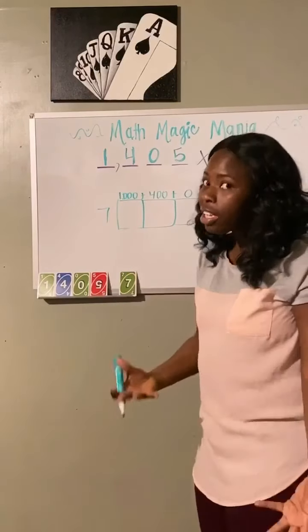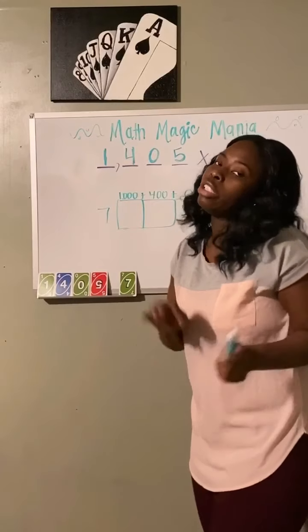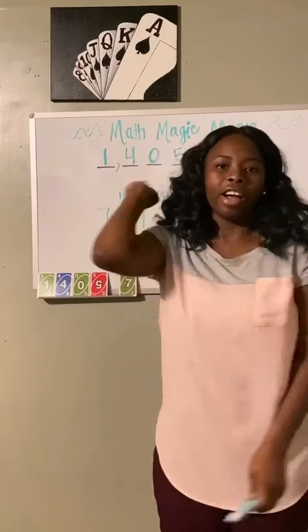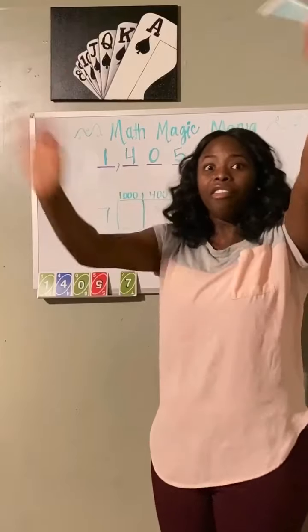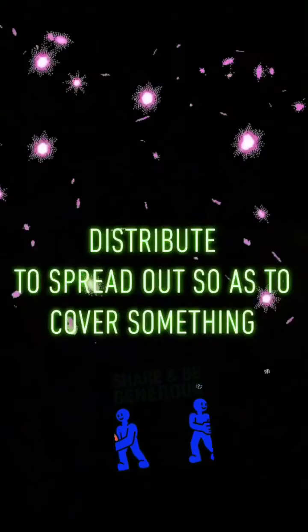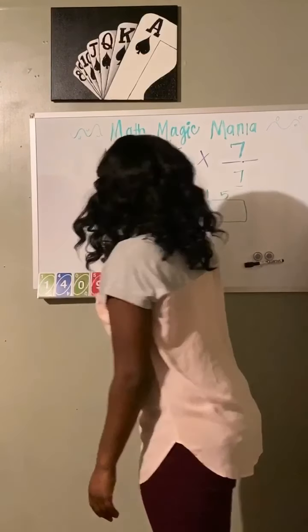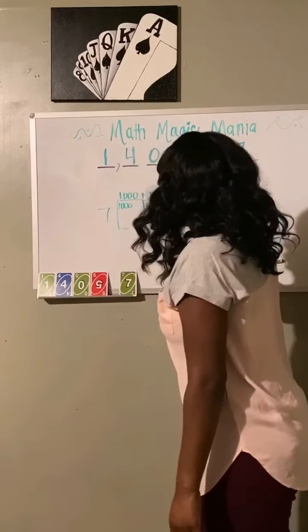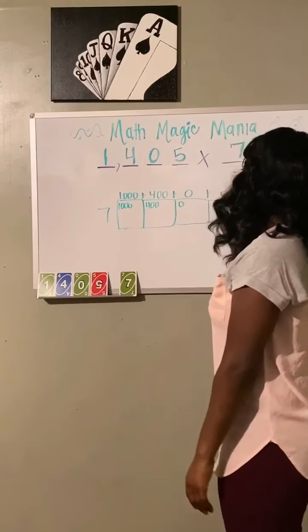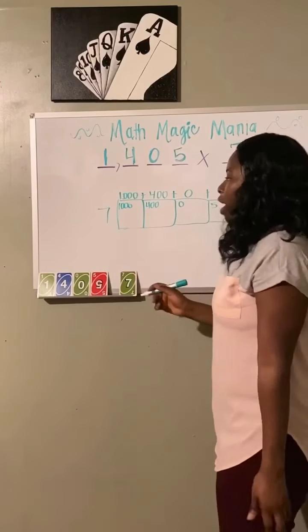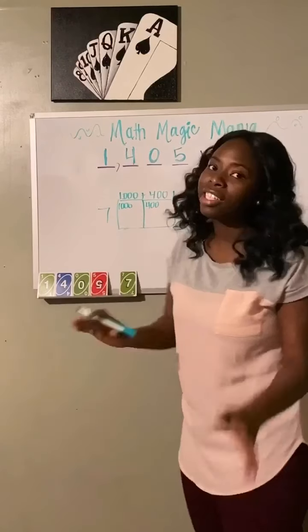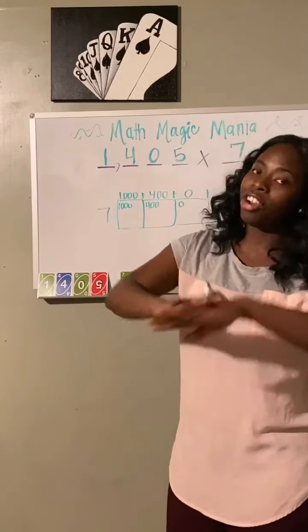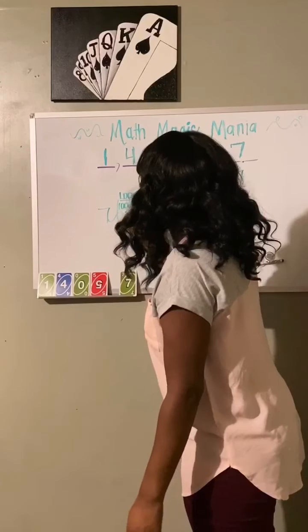So our next step is going to be to distribute. So I'm going to put a little here, and a little there, and a little everywhere until everything is all gone. 1,000. And the first one. 400 gets to go in this box. 0 gets to go there, and 5 gets to go here. Okay, now my little 7. It's so popular, it has to go to everyone's house. So we're gonna put it in there.